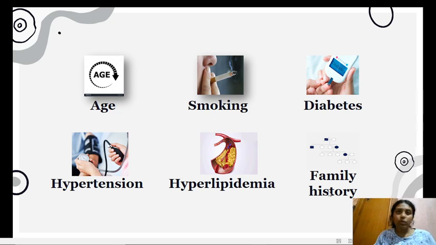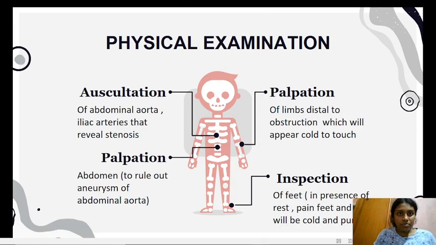And family history, if anyone in your family has it. Then next is examination. So we have various examinations that involve palpation, inspection, and auscultation. Inspection is of the feet, and in the presence of rest there will be pain. The feet and toes will be cold and purplish. Why? Because there is lack of blood supply. That's why. Palpation of limbs distal to obstruction, which will appear cold to touch. Whenever you touch the patient's limb, like foot or toes, you will feel they are cold, right?